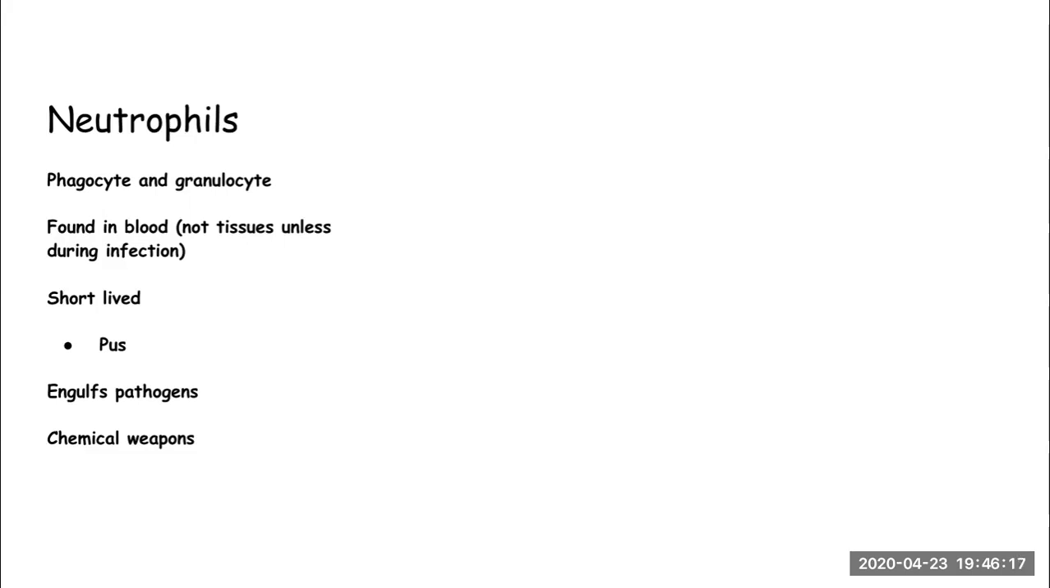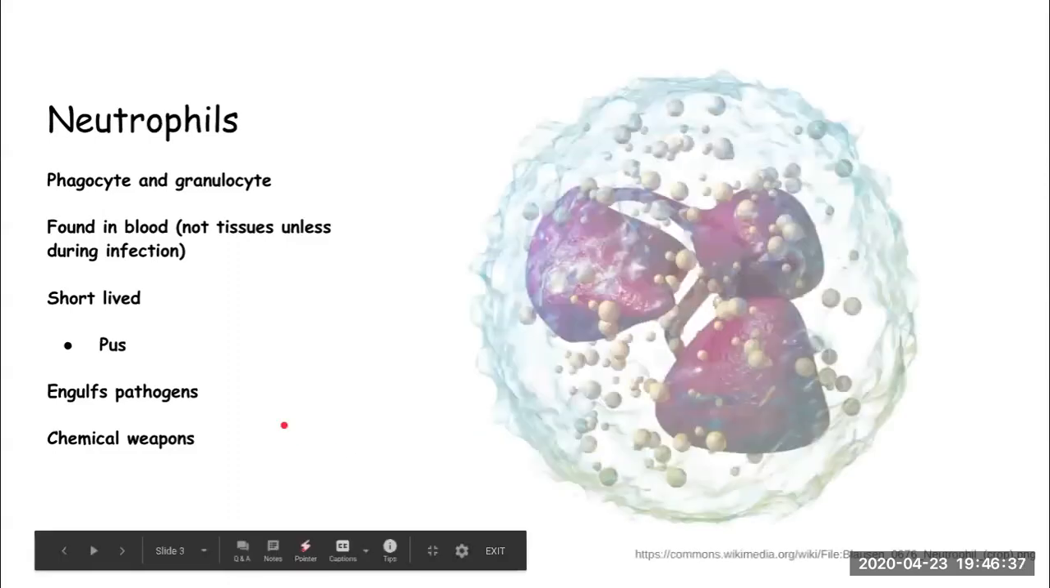A major component of what we call pus, I'm sure everybody's familiar with pus, is the neutrophil. So that white, pyogenic, purulent material is primarily neutrophils. And I mentioned they engulf pathogens and they have these chemical weapons.